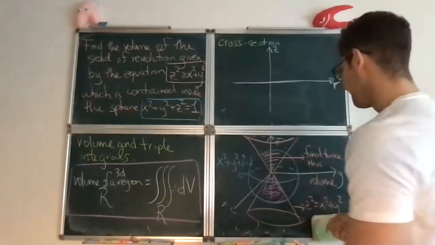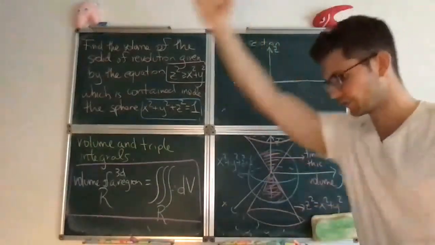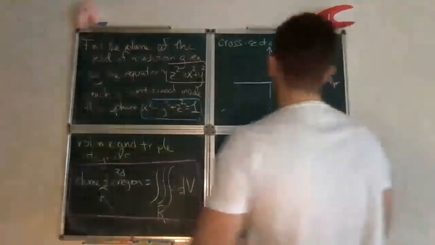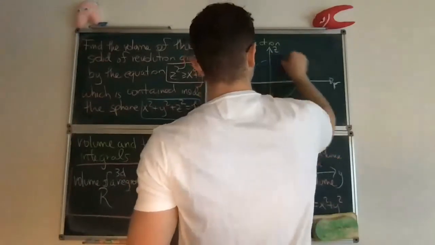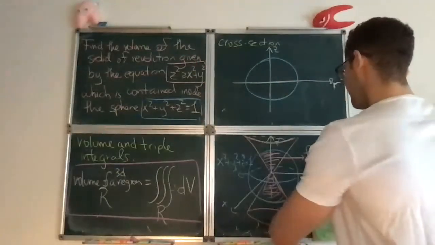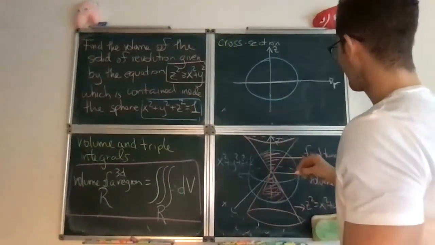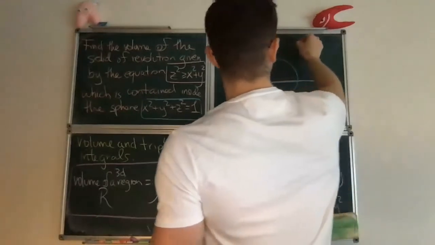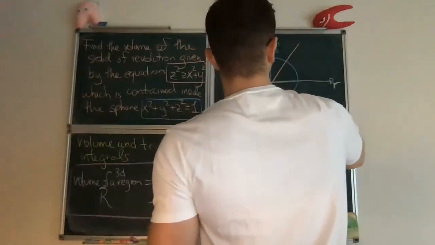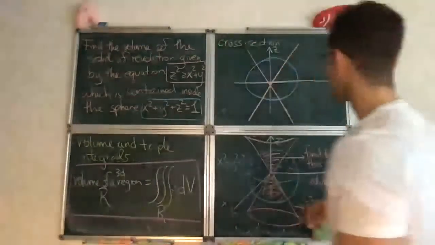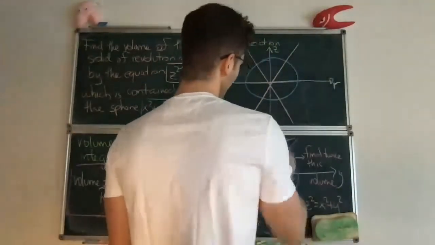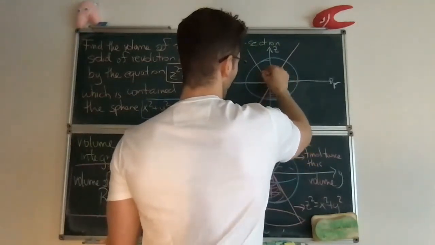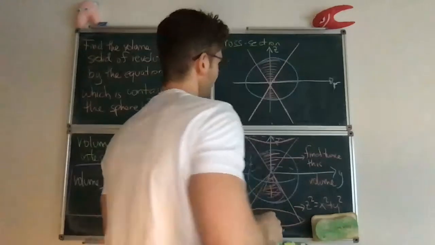And so what you get when you cut a sphere, right? When you slice a sphere, you get a circle. So you get a circle here. And when you cut the cone, we did that before, right? You get something like this. And so from this point of view, maybe it is more clear what the volume that I'm talking about is.